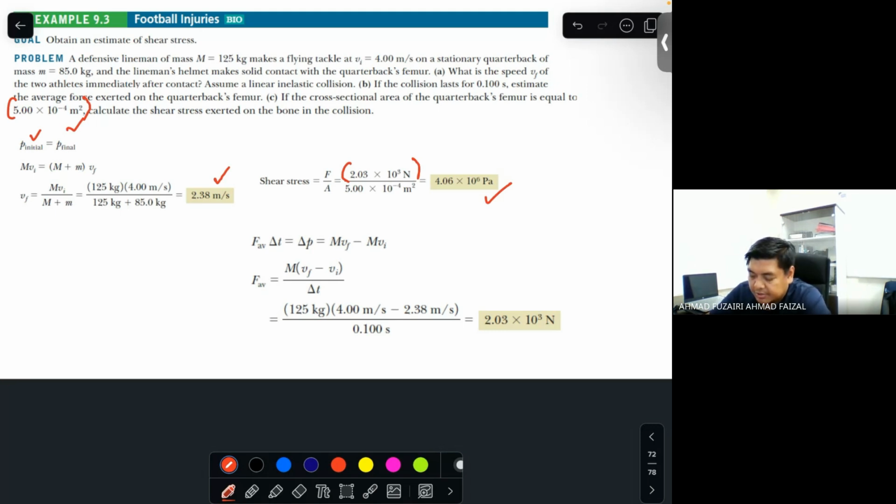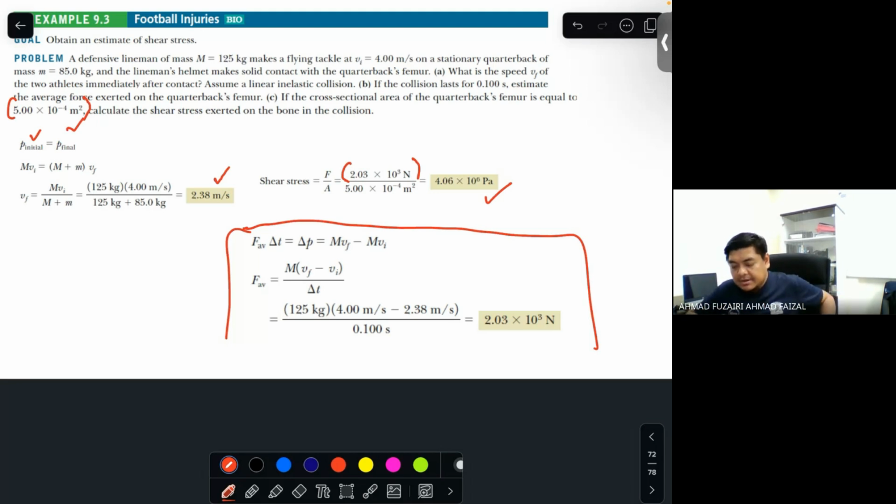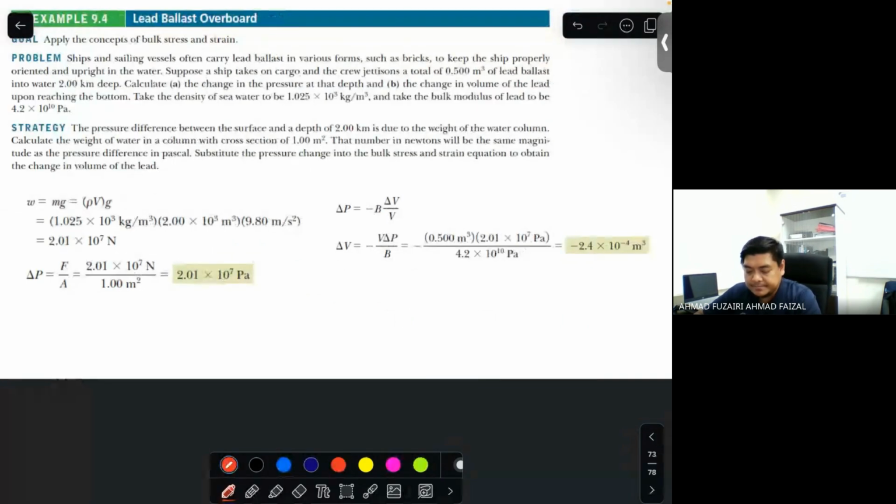And this one I don't want to discuss, because it is not in your impulse momentum. But the question now is, if the cross-sectional area of the quarterback is equal to the given value, recalculate the shear stress exerted on the bone in the collision. So we might want to calculate the cross-sectional area of that. First you need to calculate the final speed after the collision, and then you can find the shear stress. From the shear stress, you can use that value to get the average force.